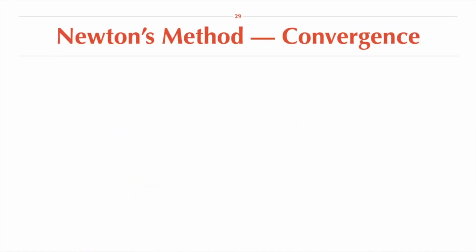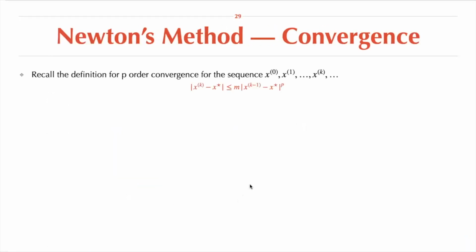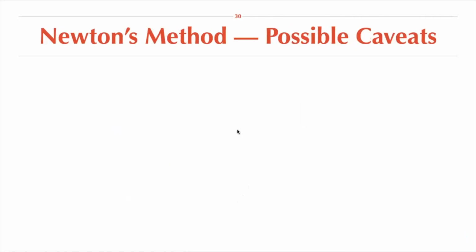As I said, the pth order convergence for a sequence is defined in this way. Newton's method exhibits second order convergence. Now there can be possible caveats with Newton's method. In some cases it can have slow convergence where the derivative value is very small, because that will eventually come in the denominator. So the solution may blow up.